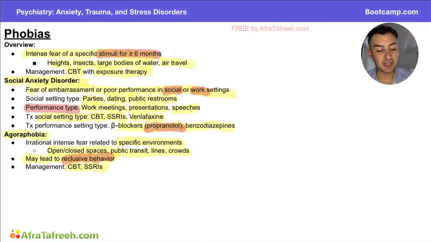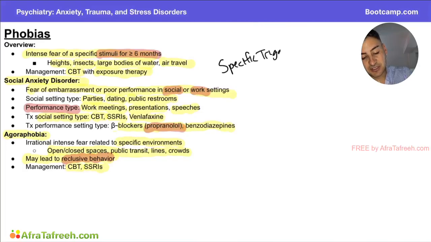Additionally, I want to mention that in terms of our phobias, there's always going to be a specific trigger that is going to lead our patients to become symptomatic. And this is going to differentiate us from panic disorder, which is just going to happen completely at random. And this should help you guys nail phobias on exam day.